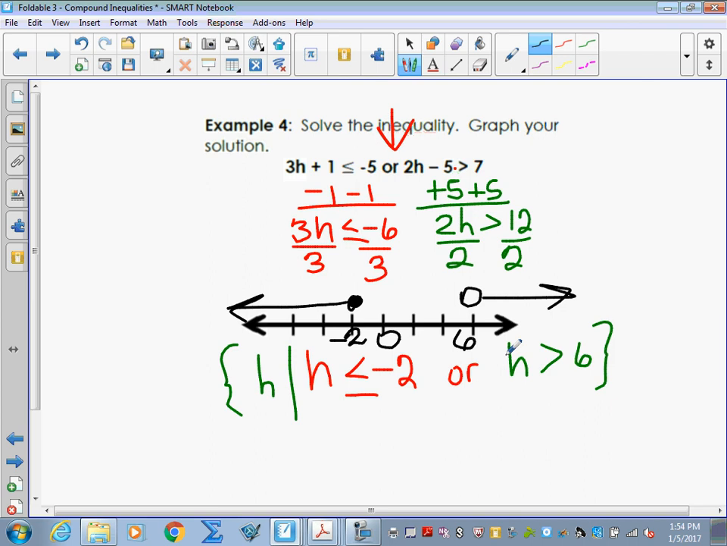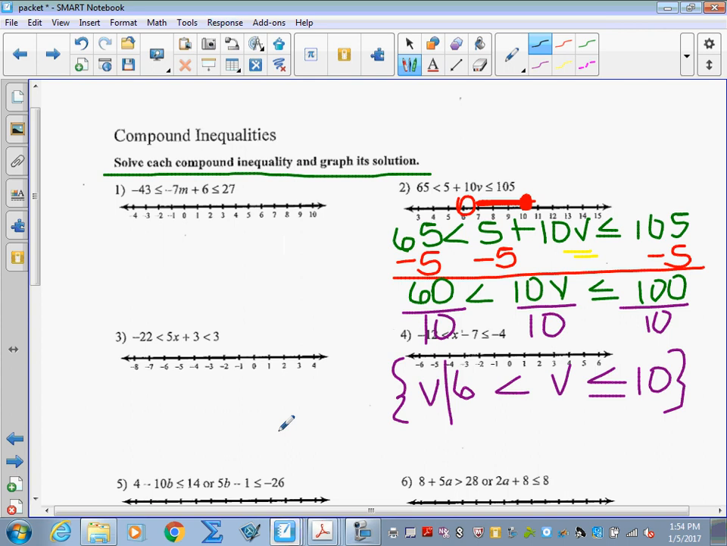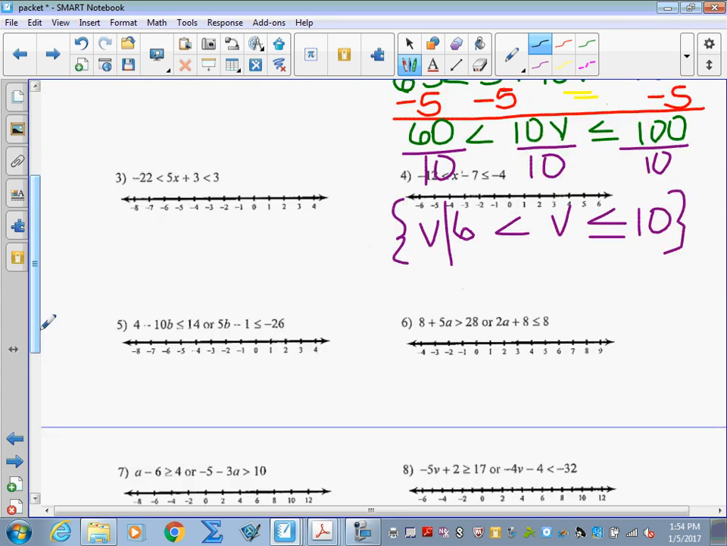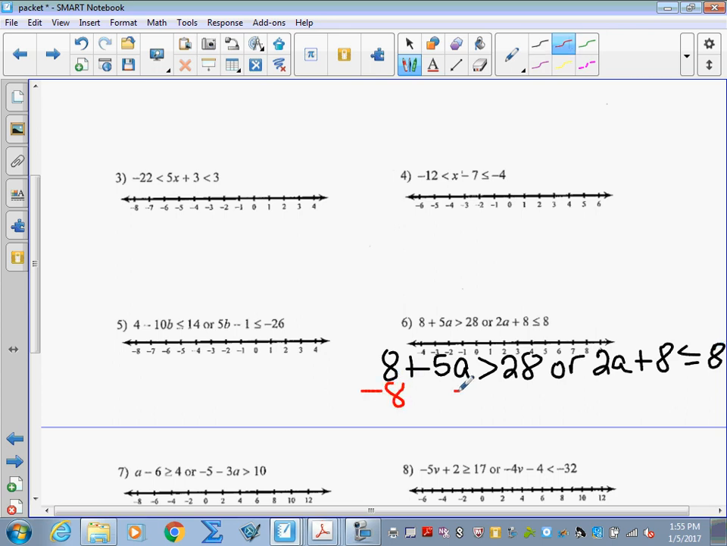So go back to page 6. We're going to now do an additional OR problem. Okay, so go back to your packets. And let's do question number 6. 6 is an OR problem. So I'm just going to rewrite number 6 under here. And you just work them out individually. Alright, so I'm going to subtract 8. So I'll have 5a is greater than 20.